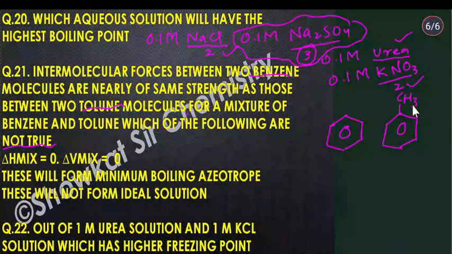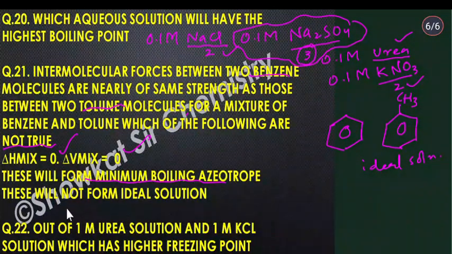So this is actually an example of ideal solution. So tell me, in case of ideal solution, which is true? Del H mixing is 0, so it is true. You have to tell which is not true. Del V mixing is also 0, it is true. Will these form minimum boiling azeotrope? No, not at all. Azeotropes, minimum boiling and maximum boiling, are actually formed by non-ideal solutions showing positive and negative deviation. So this will be the correct option for this question.